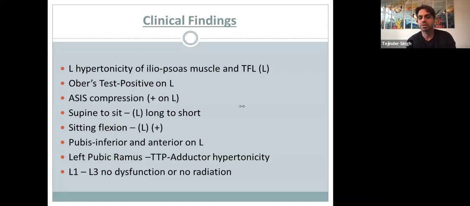Pubic symphysis dysfunction is there. Okay. You have inferior and anterior pubic symphysis, right? IT band syndrome, you can say, but I mean, it's like TFL is hypertonic, yes.